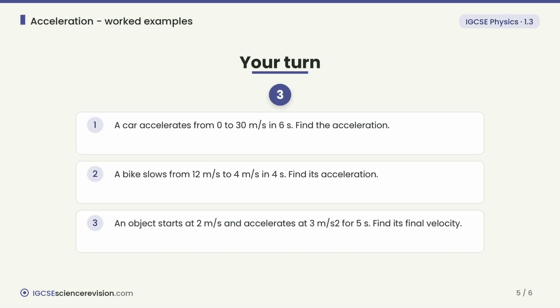3, 2, 1. Here are the answers. Number 1, 5 m/s². Number 2, negative 2 m/s², a deceleration of 2 m/s². Number 3, 17 m/s. v equals u plus at, 2 plus 15.